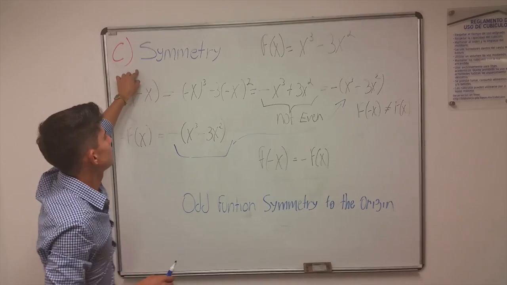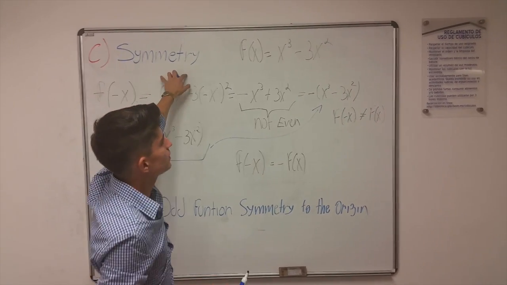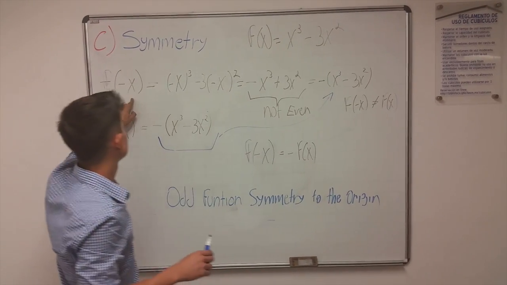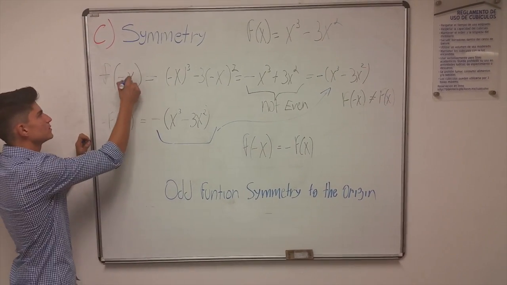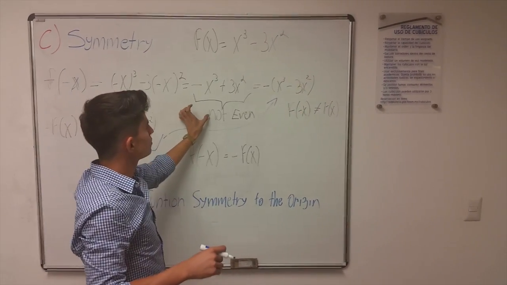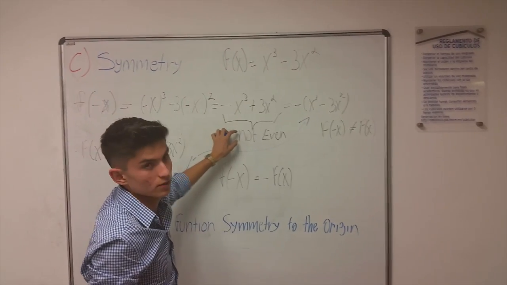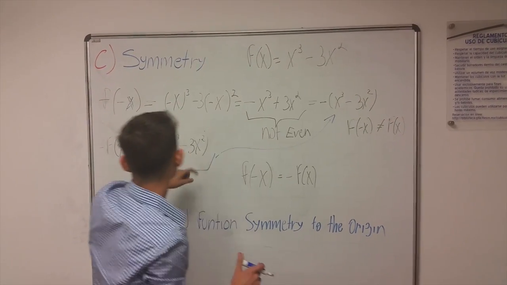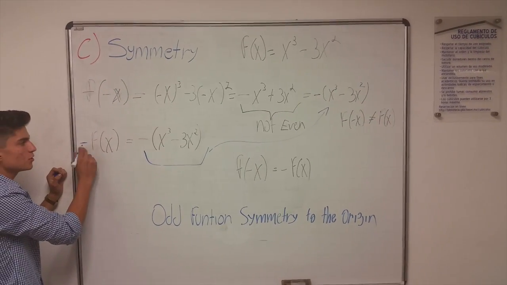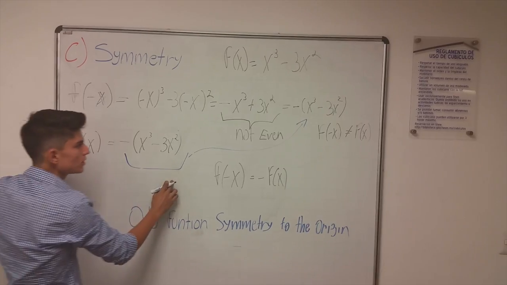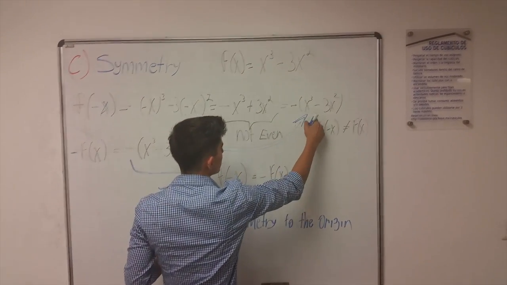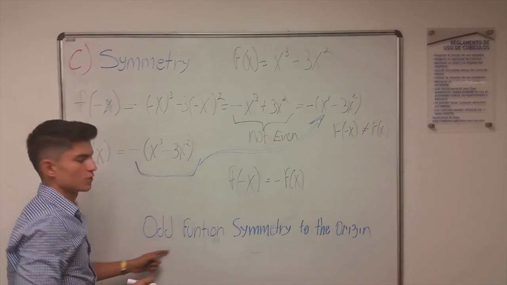So the next point asks about symmetry, and if I take the original function and substitute minus x, we have this result, and these are not equal, so it's not even. So if I substitute the negative at the beginning of the function, we have this result, and this result is equal to the previous result, so this is an odd function.